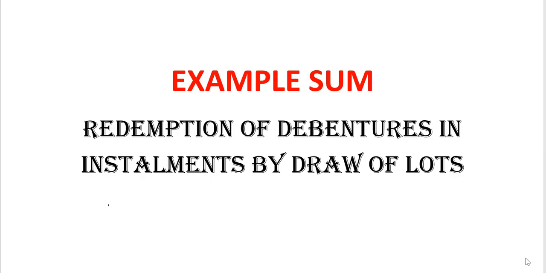In this video, we will solve an example sum on the topic of redemption of debentures in installments by draw of lots. Let's go on to the example sum.